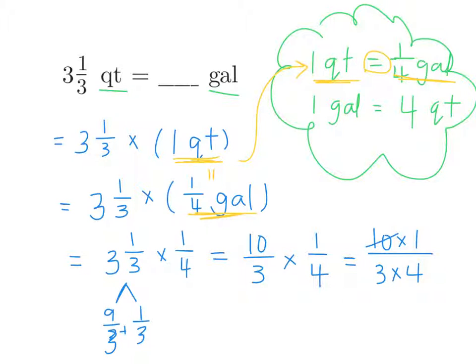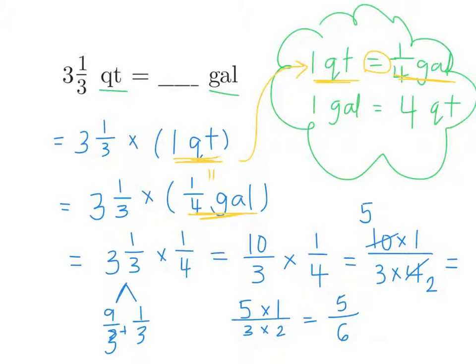So what's 10 divided by 2? 5. What's 4 divided by 2? 2. Did you say 2? I hope so. Okay. So our new equation is 5 times 1 all over 3 times 2. What's 5 times 1, everyone? 5. What's 3 times 2? 6. So therefore, we think that 3 1/3 quarts is going to equal 5/6 of a gallon.